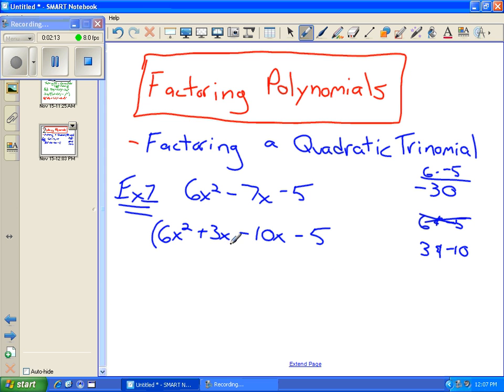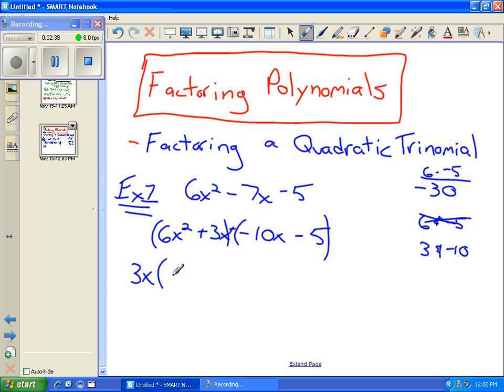Now what we can do is look at the two parts here. We're going to group these first two terms together. We're also going to group these second two together. I'm going to put the minus with the 10 here. You can put a little plus in there. We're going to factor each group. When you look at this first one, you get 6x squared plus 3x. The common factor there is 3x. 3x goes into both of those terms, so I can factor that out.